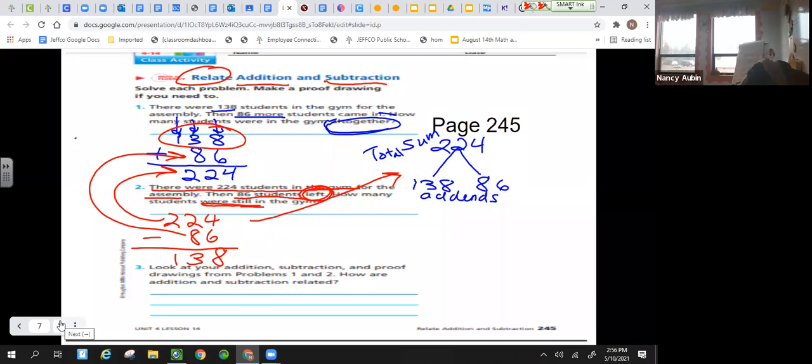Do you have to if we already know that was correct? No. So it says down here, look at number 3. Look at your addition, subtraction. We didn't do a proof drawing. For 1 and 2, how are addition and subtraction related? They are the opposite, right? Addition undoes subtraction and vice versa. Now let's do a proof drawing for each and make sure we're right.